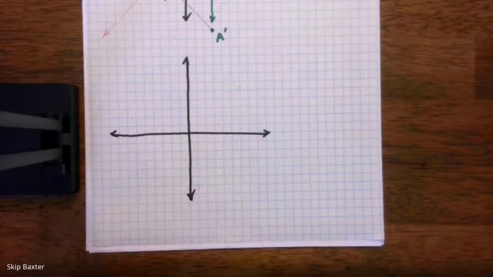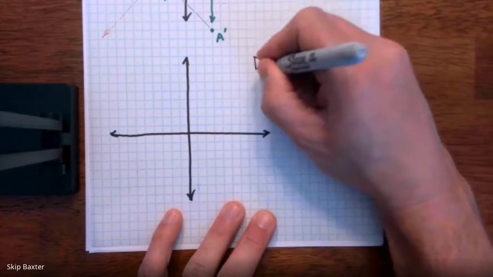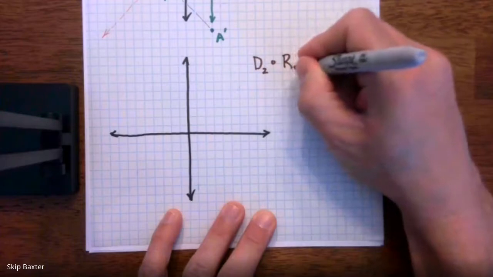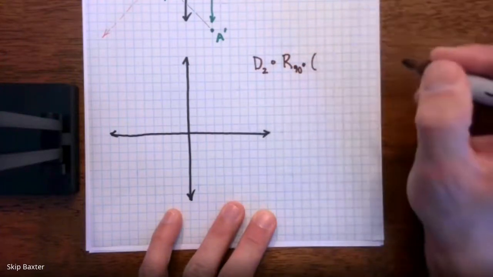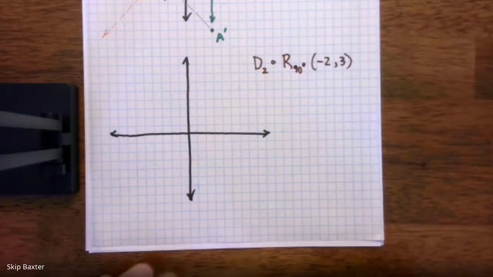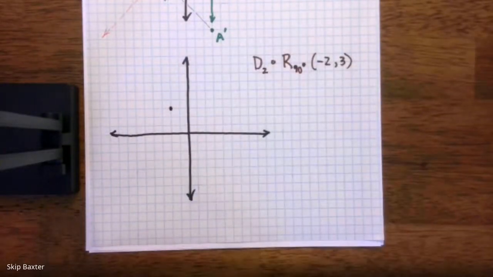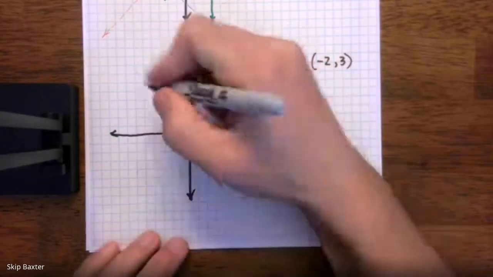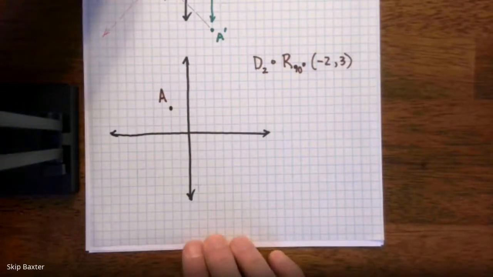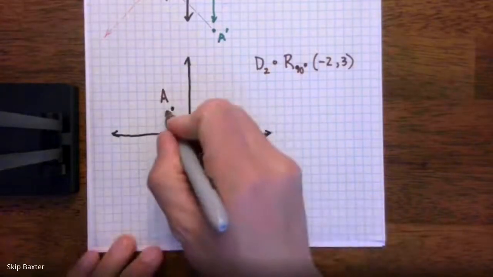What if I have something like the dilation scale factor 2 composed with rotation 90 degrees of the point -2, 3. So same thing. I'm going to start with -2, 3, and I'm going to rotate it 90 degrees. Well, let's think about that. That means I have to take my paper and rotate it 90 degrees. Remember, 90 degrees is 90 degrees counterclockwise, which is this direction, right?